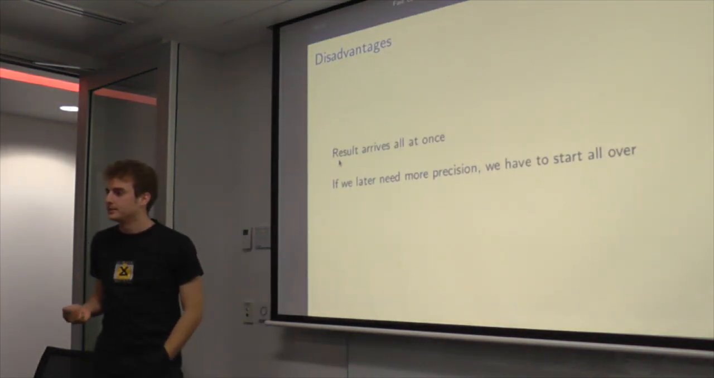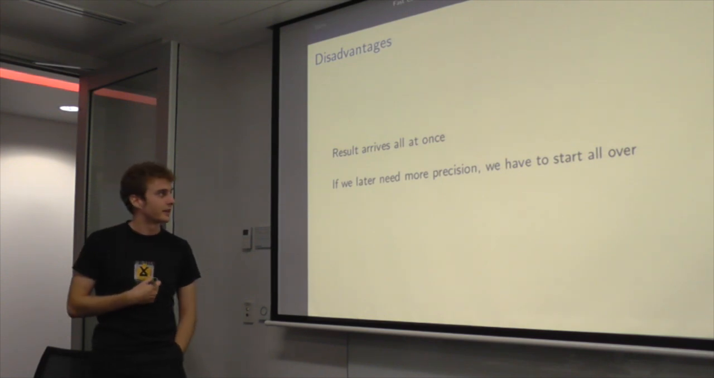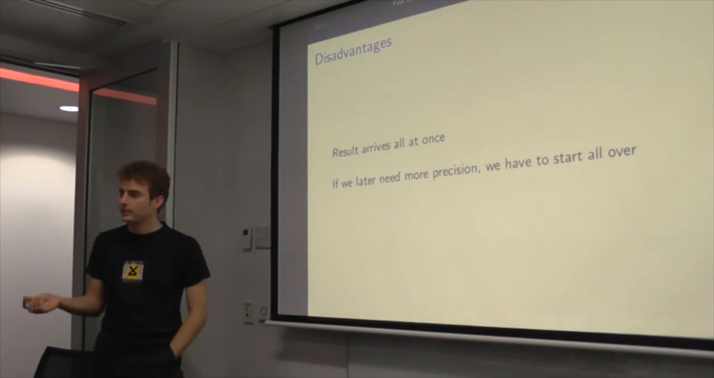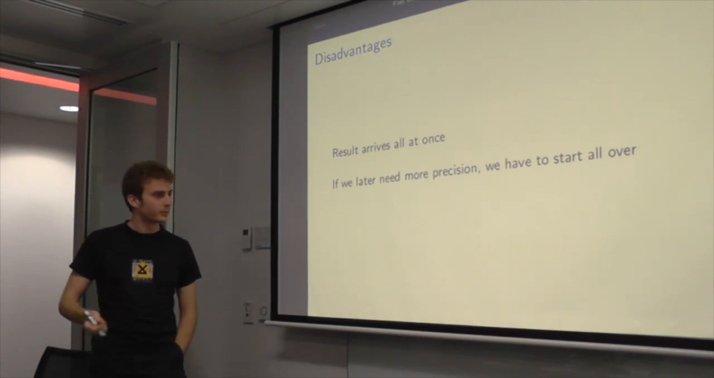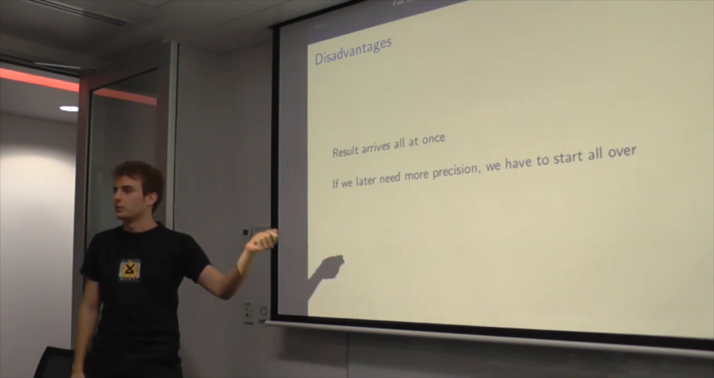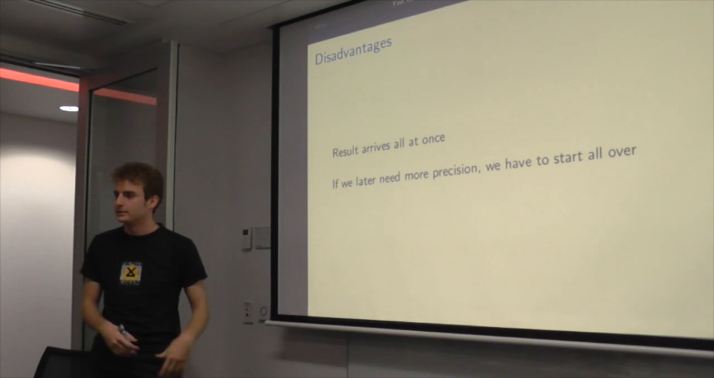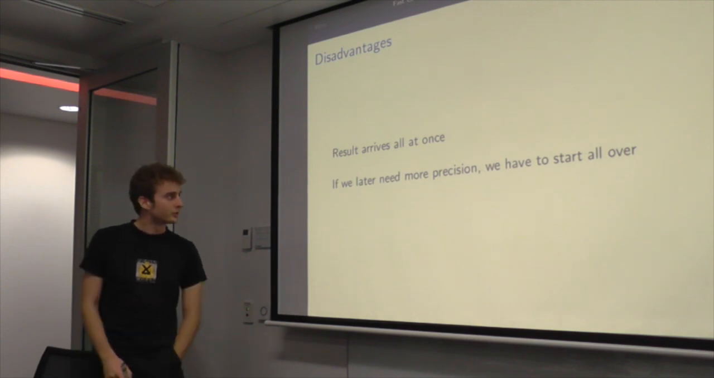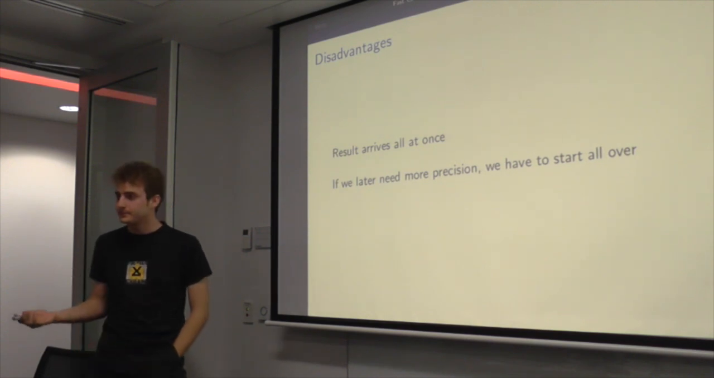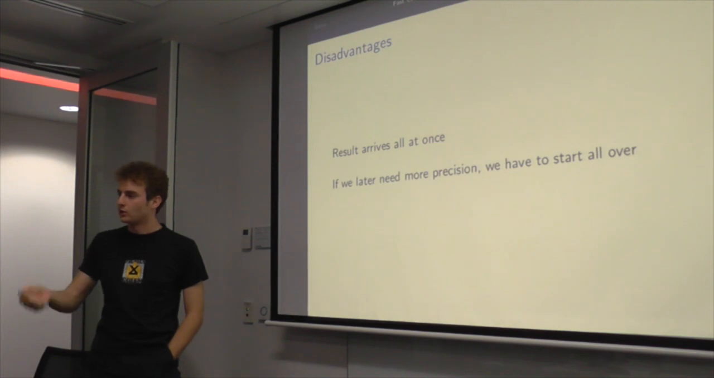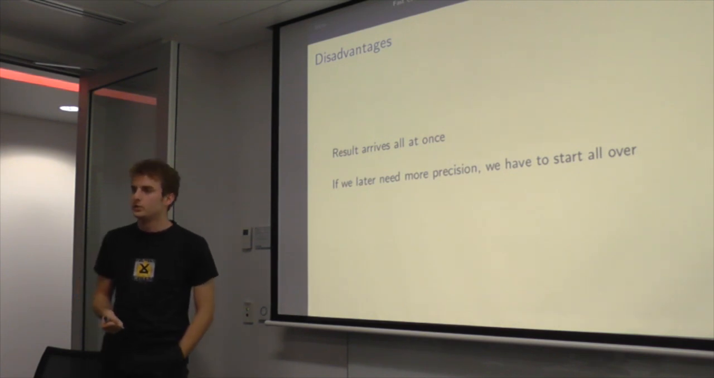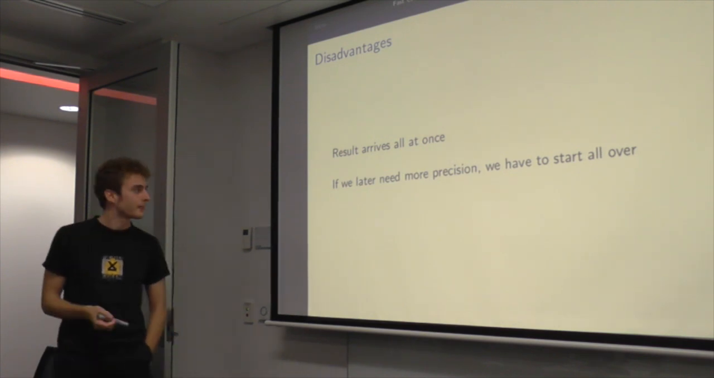So that's the Cauchy sequence method, but it does have some disadvantages. If we want to print something to 100 decimal places, we query the precision that we need, and then we sit there and wait. Eventually it'll give us back a huge integer that we can convert into a decimal number. But the problem is the result all arrives at once. We can't tell whether it's making progress, we can't tell how long it's going to take. We just have to wait and cross our fingers.